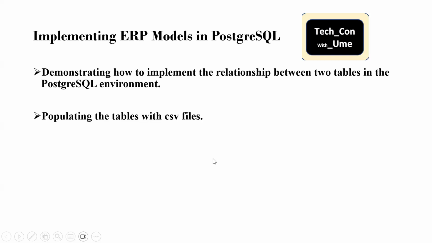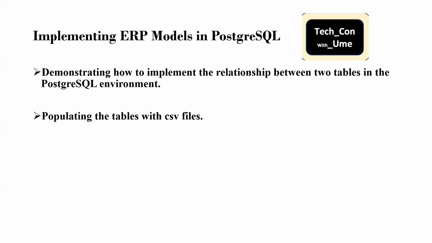Now, the other thing we're going to be doing is populating our tables with CSV files. CSV files are what you may refer to as comma separated value files, usually denoted by delimiters or commas. So each attribute of the instances, of the content of our tables, will be separated by delimiters.